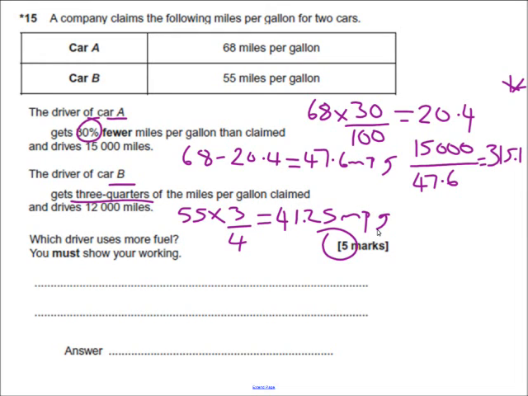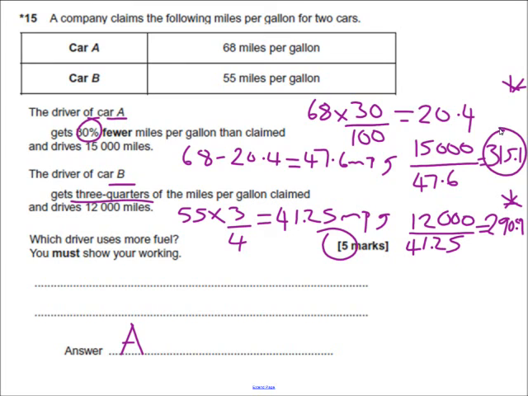So now what we need to do is take our 12,000 miles and divide it by the 41.25 miles per gallon we were getting for car B. And it uses 290.9 gallons. And that, again, using your calculator to do these. So which driver uses more fuel? Well, it's driver A uses more fuel. He used 315 gallons, where driver B only used 290.9 gallons.